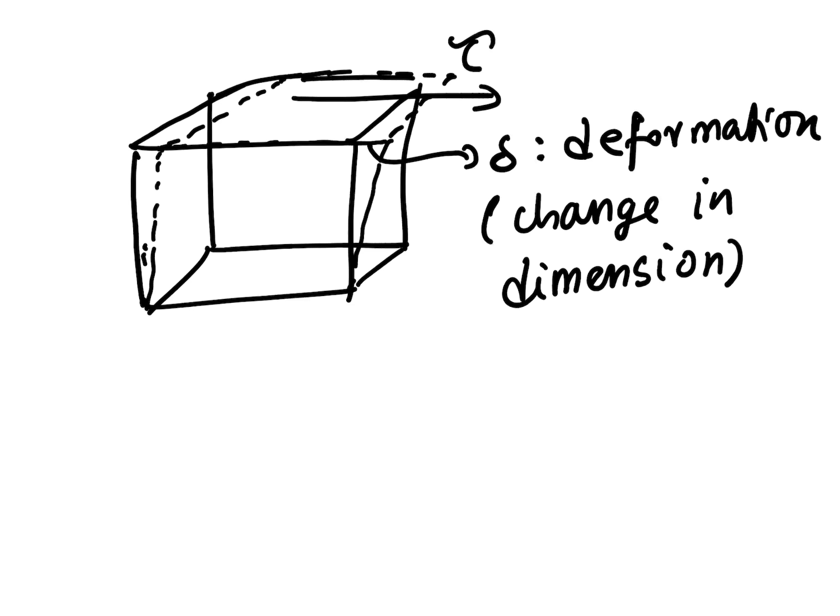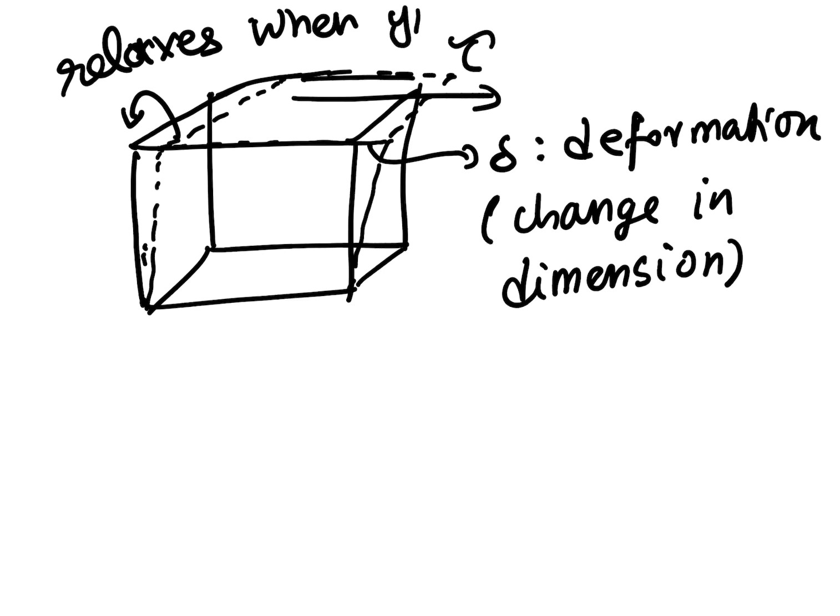There's a very, very tiny deformation. Okay, and if you take your hand off, if you don't try to shear it, the deformation goes back to its original location. It relaxes back to the original location when you remove the force.